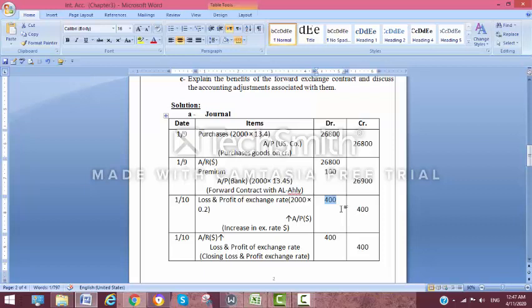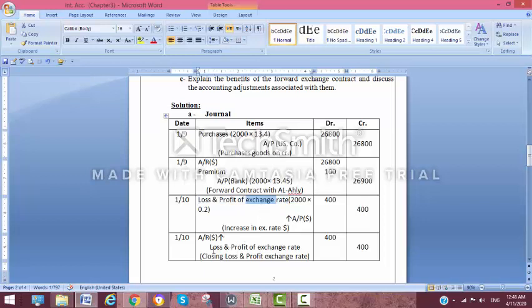Okay. Loss of exchange rate is debit for now. You will need to make the closing entry for the loss of exchange rate. Again, the loss of exchange rate is by debit, so you will need to make the closing entry for it.